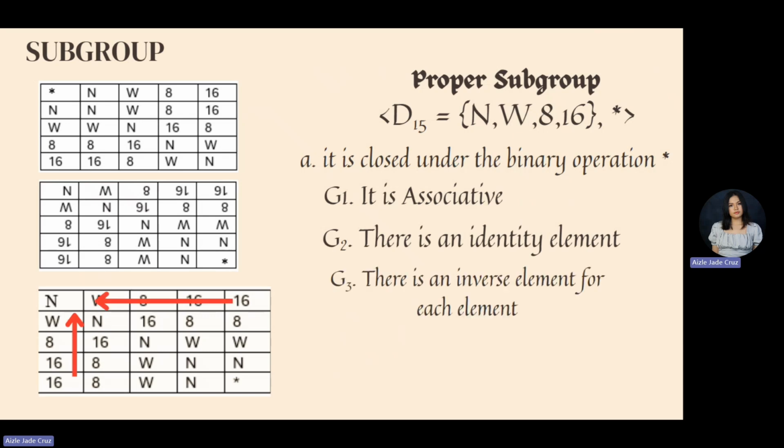G sub 3, there's an inverse element for each element: N inverse is equal to N, W inverse is equal to W, 8 inverse is equal to 8, 16 inverse is equal to 16. As you can see, it satisfies all the conditions of being a group. Therefore, D sub 15 consisting of the elements N, W, 8, and 16 under the binary operation star is a subgroup.